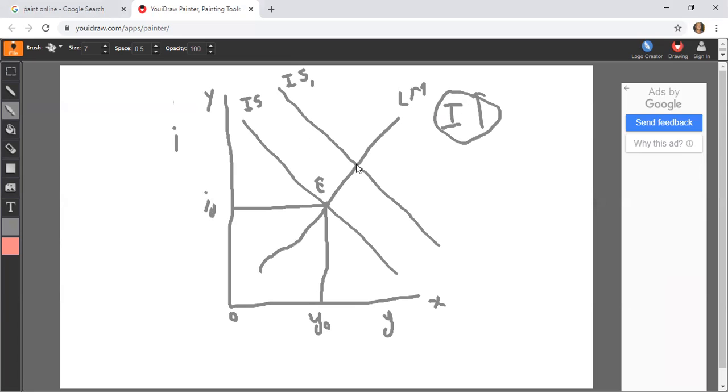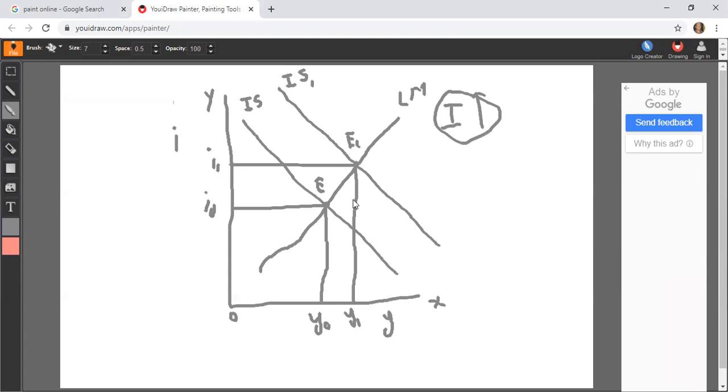As a result, we have a new equilibrium at this point. I label the new equilibrium point as E1. Let us see what happens to real income and real interest rate at this point. So when the economy moves from point E, the earlier equilibrium point, to E1, we see that there is an increase in income to Y1. At the same time, the interest rate has also gone up to I1 from I0.